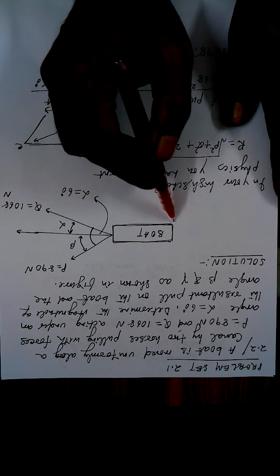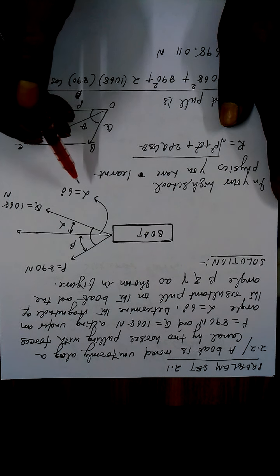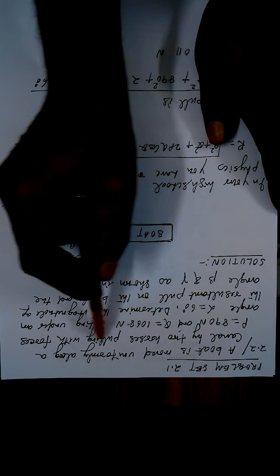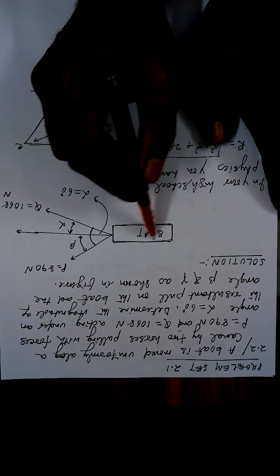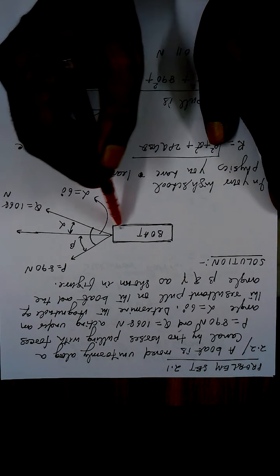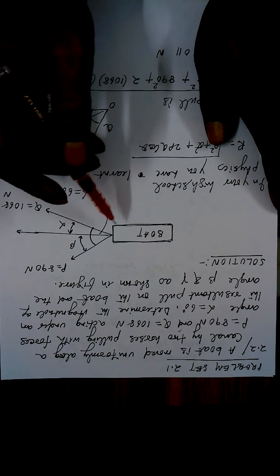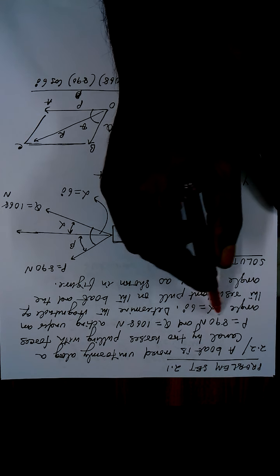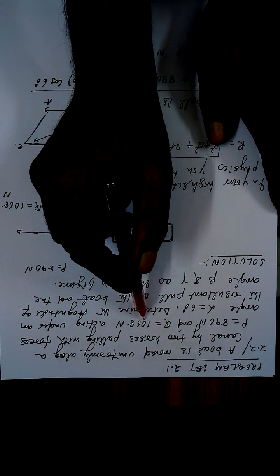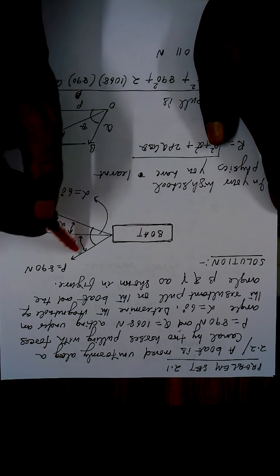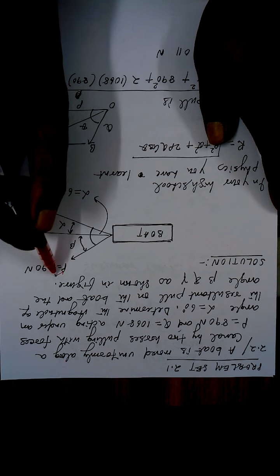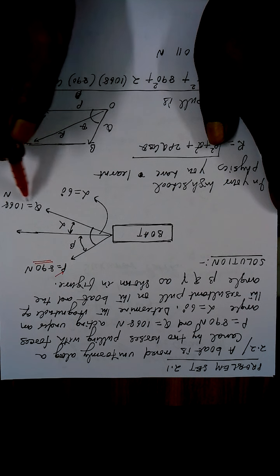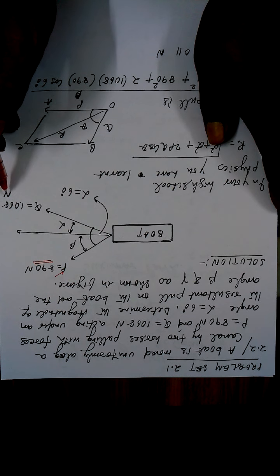In your book you will not find a diagram like this, but it is the ray diagram. A boat is moved uniformly along a canal, and this is a boat. This is moving uniformly along a canal. The canal is not shown here, by two horses pulling with forces P equal to 890 Newton, and Q equal to 1068 Newton. A horse is pulling to this side with a force P whose value is 890 Newton. Another horse is pulling to this side with a force 1068 Newton.